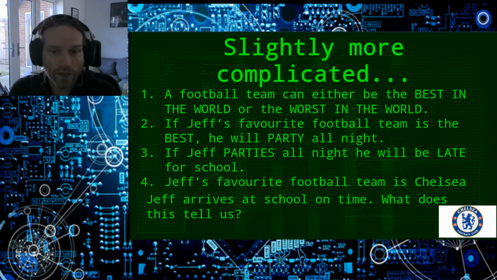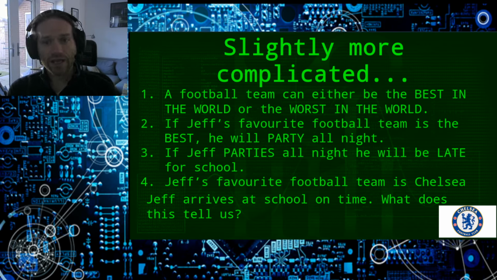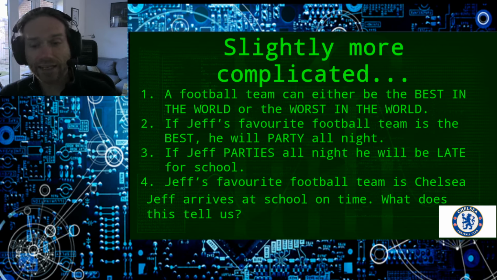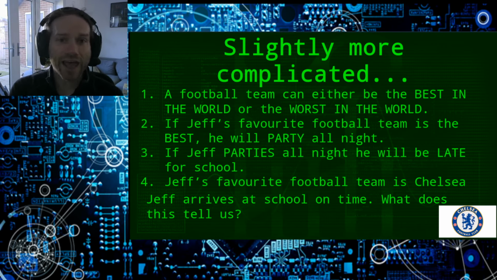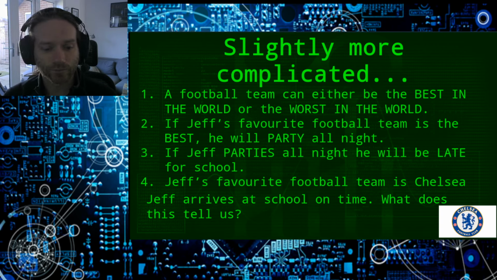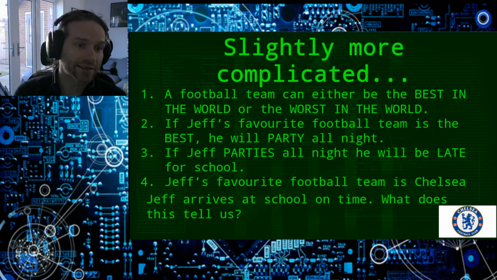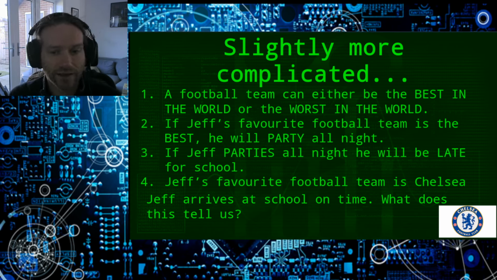But rule number 1 says a football team can either be the best in the world or the worst in the world. Jeff's favourite football team is not the best in the world, therefore it must be the worst in the world. And Jeff's favourite football team is Chelsea, therefore Chelsea is the worst team in the world. Okay? Does that make sense? Okay, it's a little bit more complicated than Alice and Bob's widgets, right?